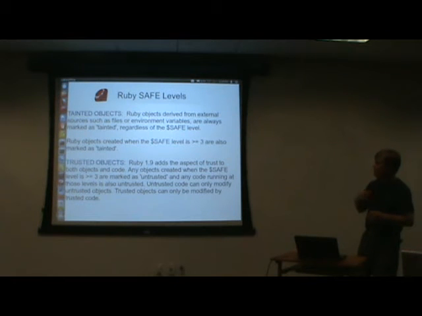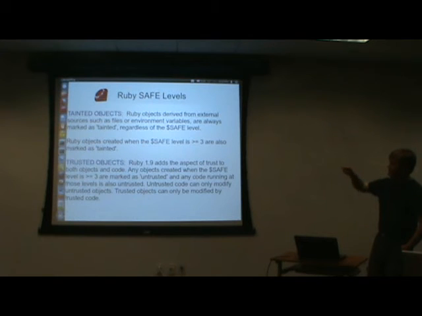So, how do safe levels work beyond the behavior that your program may be prohibited from doing? Safe levels also affect the objects in your Ruby program. And so you have two attributes that are associated with objects when you're at a safe level of 3 or greater. You have tainted objects and you have trusted objects.